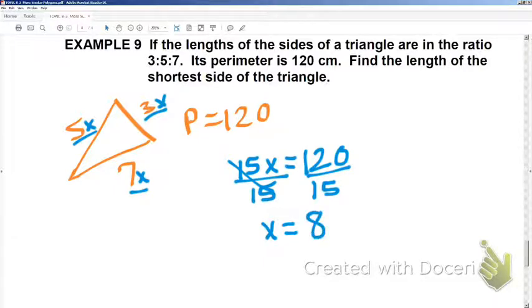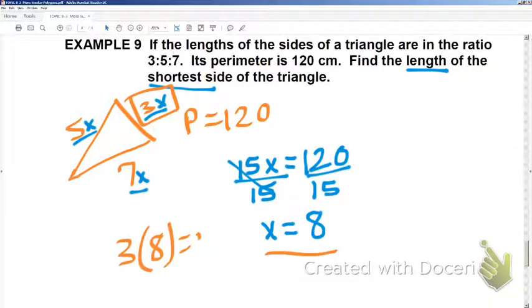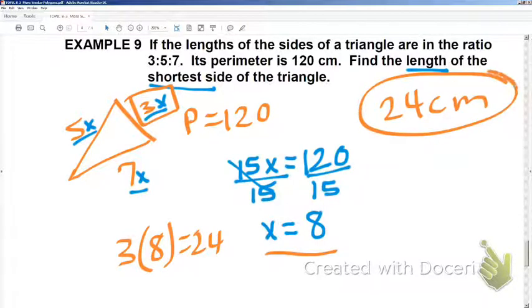So if x is 8, now I can figure out, with my ratios, how to find the length of the shortest side. The shortest side is my 3x. Well, I know x is 8, so 3 times 8 is 24. So my shortest side is 24 centimeters. And you could keep going to plug in for your other lengths.